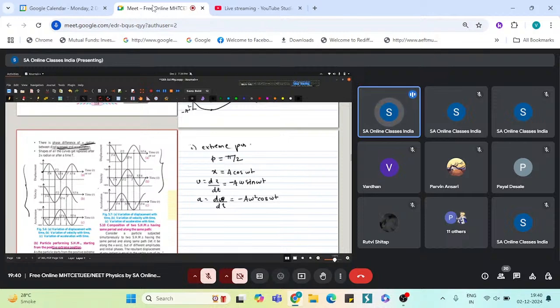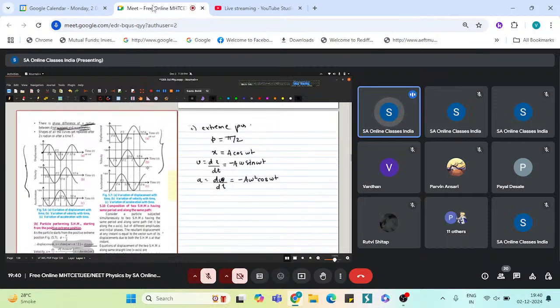So everything has been, so the plots for mean position have been just shifted by pi by 2 to get the plots for extreme position. This is something you can just remember very easily. And I mean that's pretty much it from this section.